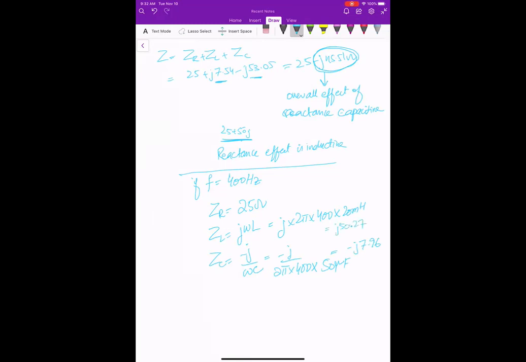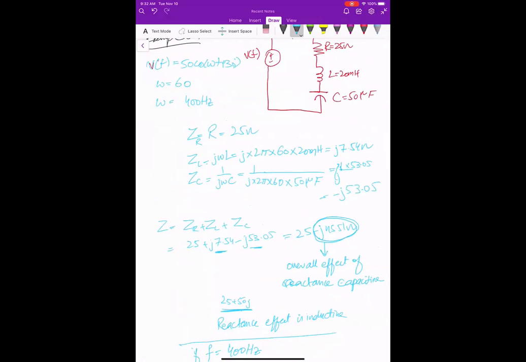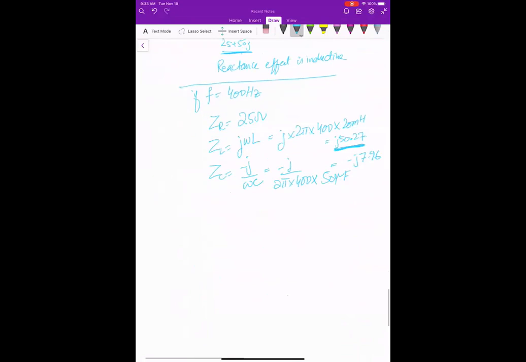So you can see that increasing the frequency increases your reactance due to the inductor, or inductive reactance. But when you were having a lower frequency, the case was opposite, because your inductive reactance is proportional to the frequency. So it means that frequency changes the effect of reactance. If you increase the frequency, it's going towards the inductor.